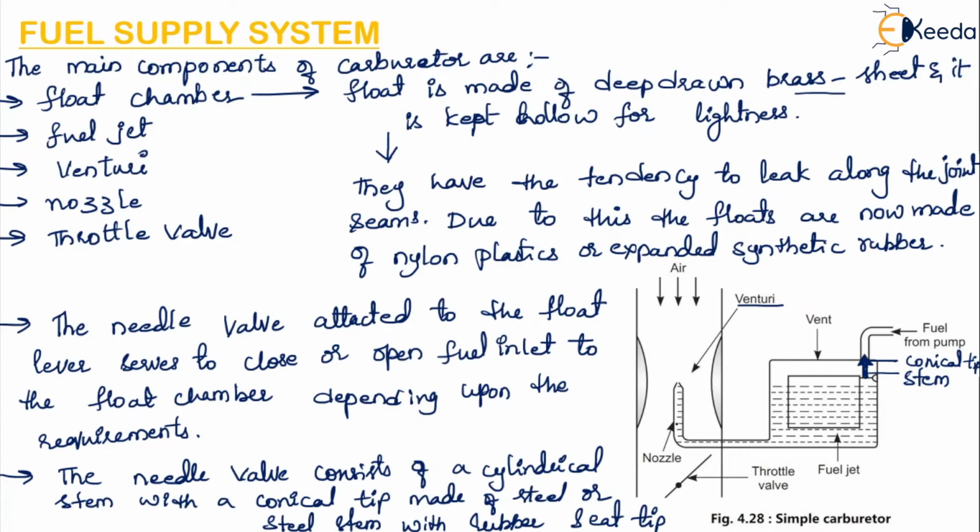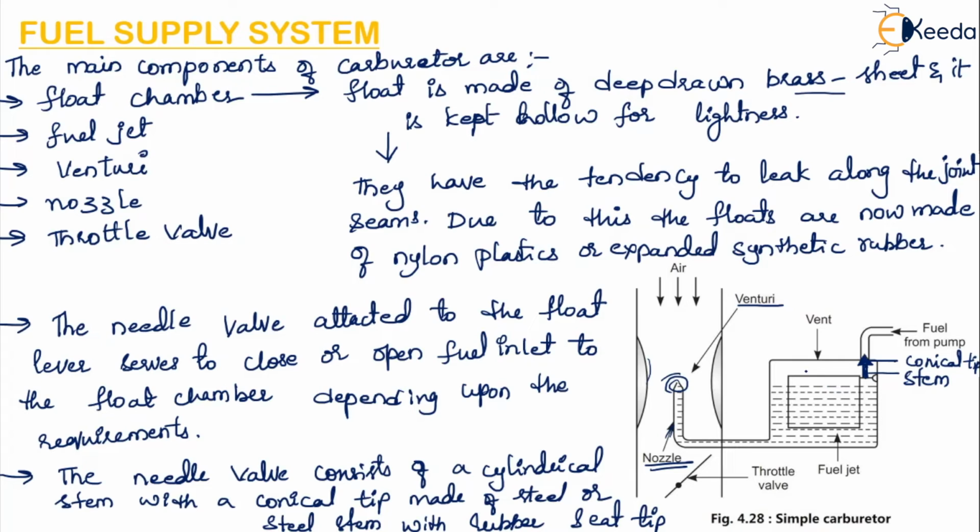Now the pressure at the nozzle. This is the venturi here and this is the nozzle. The pressure at the nozzle tip is also below the atmospheric pressure. Then the pressure on the fuel surface of the fuel tank is at atmospheric pressure. This is the fuel tank, which contains fuel, and its surface has atmospheric pressure.